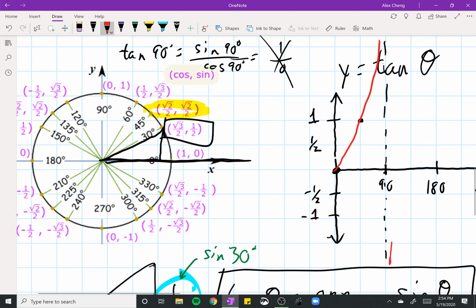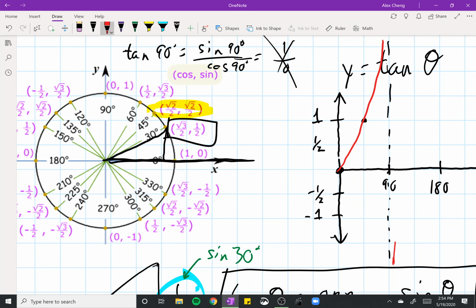Well, at 135 degrees, this one has a reference angle of 45, and so that slope is also 1, except now it's negative 1. And so at 135, we're at negative 1, so I kind of messed that up there. It's going to look something like this. Let's try to make it a little bit better.